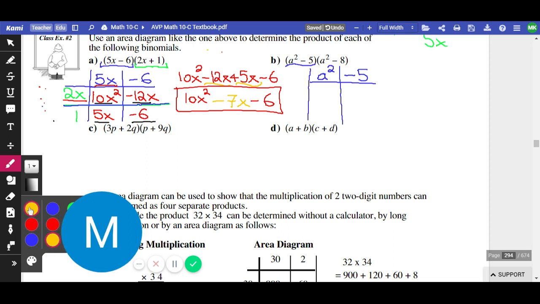I really like that color though. Yeah. We have a squared minus 8.